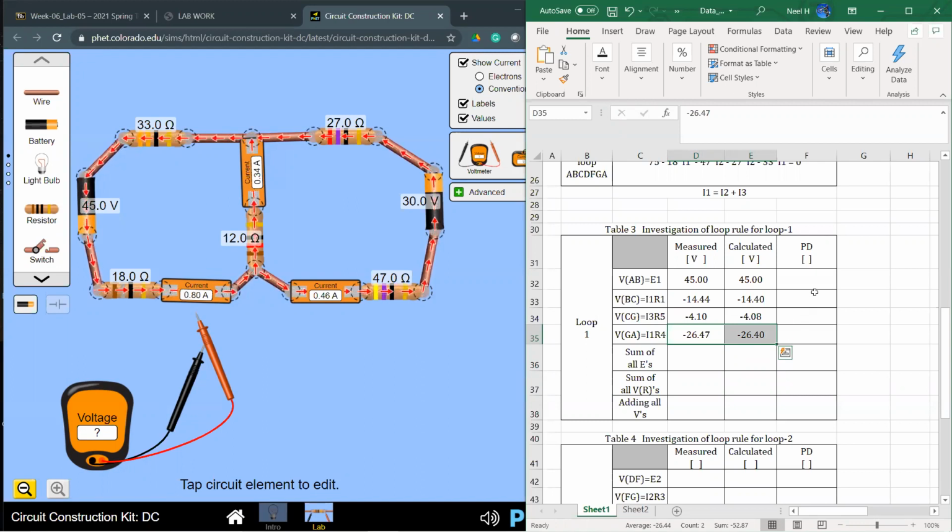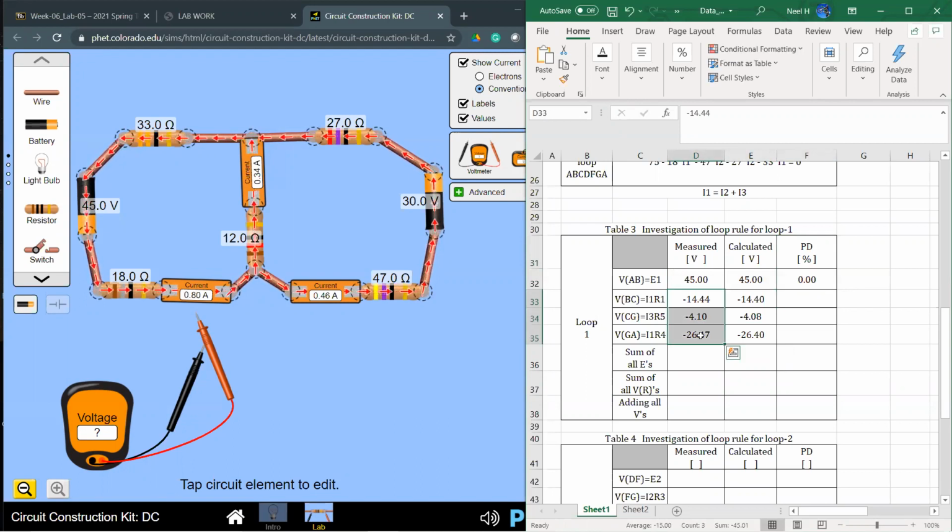Then for PD, there are no units, you can just put a percentage sign there. For the battery voltage, comparing it is not even meaningful actually. We can just put 0 there.